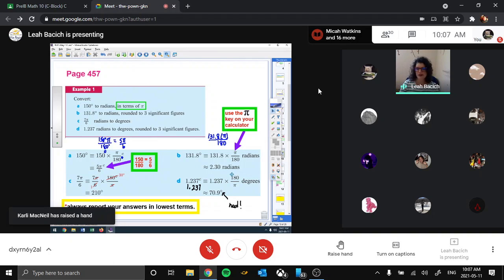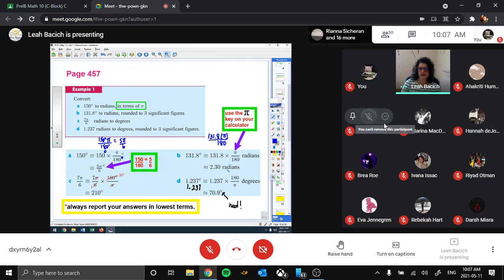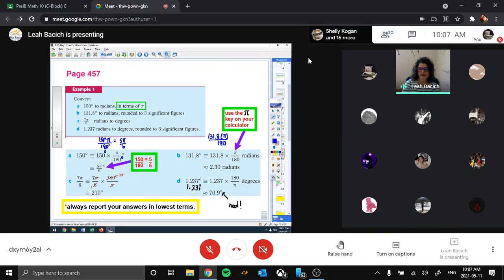So, in this case, though, the answer's in degrees. So you need to include that degree sign. If I don't put radians here, isn't it understood? I don't need it. It's assumed it's radians if you don't say anything. Okay, and we always report our answers in lowest terms. So I'm not going to leave 150 over 180. I'm going to make that 5/6.